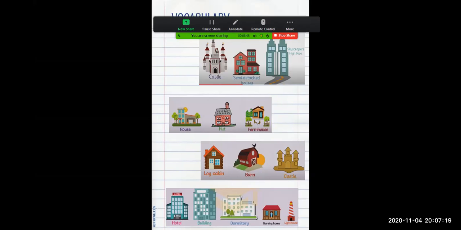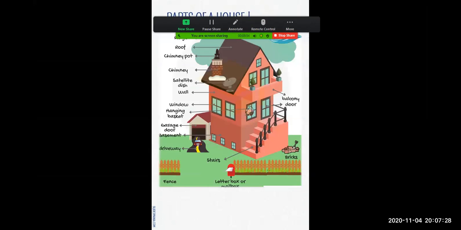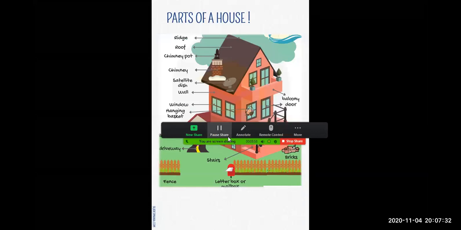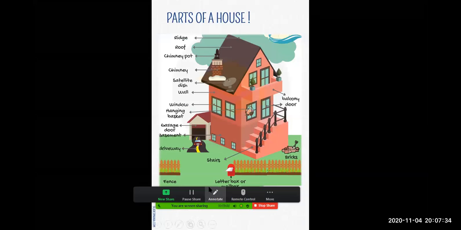Y the lighthouse, que hablábamos que es alguien que vive por 6 meses en ese lugar para just turn on y turn off the lights para las embarcaciones que tengan visibilidad. Okay, then we have parts of the house. Parts of the house, sorry.